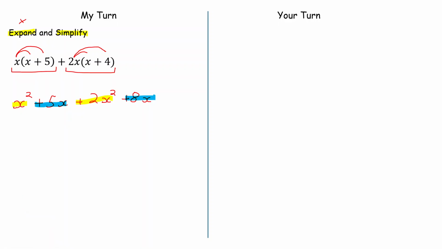So what is 1x squared add 2x squared? We now know that's going to be 3x squared. And you've got a plus 5x plus an 8x. Well, 5 and 8 is going to give you positive 13, so plus 13x. And this here is your answer.